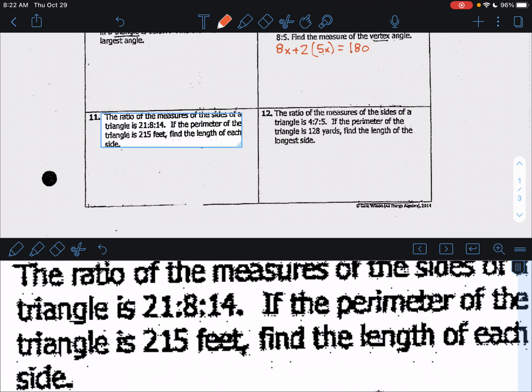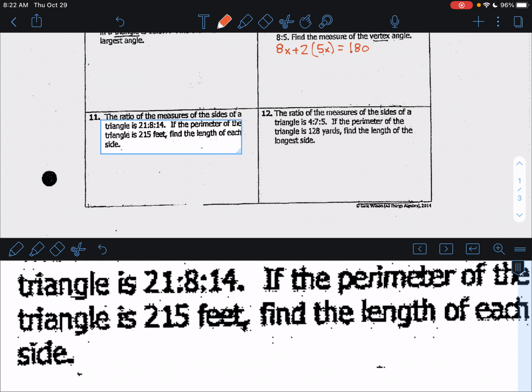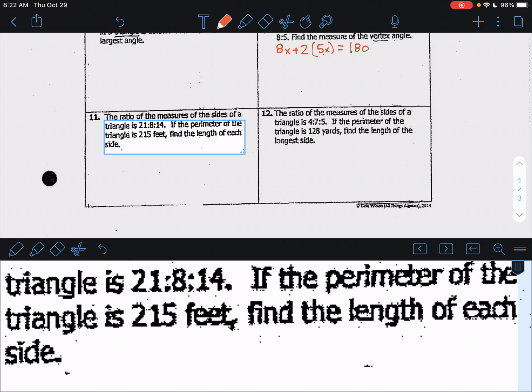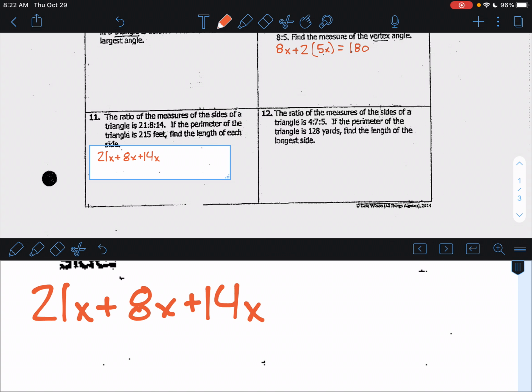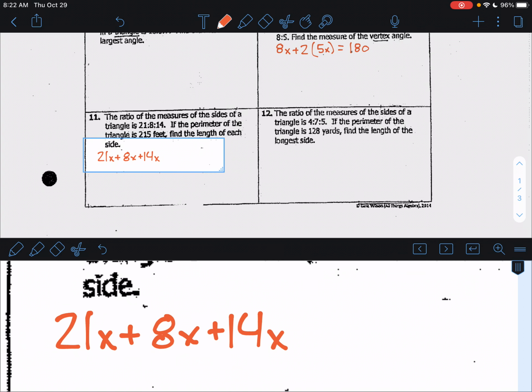And then 11 and 12 are both perimeter problems. So these aren't going to add up to 180 or 90 or any of those common measures we've been working with. So this one just says 21 to 8 to 14. So I'm going to do 21x plus 8x plus 14x. And the perimeter is 215, so equals 215.